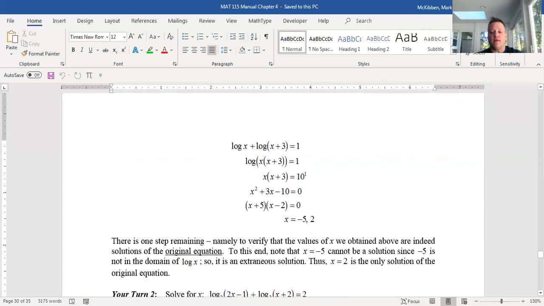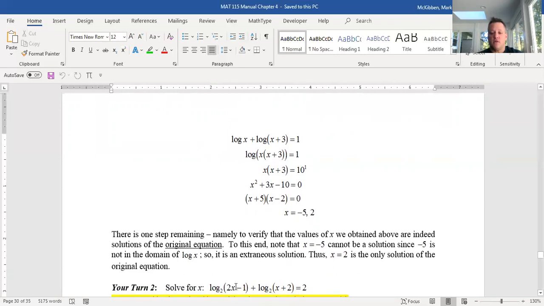All right, so go ahead and try this. Try solving this equation and see what you get.